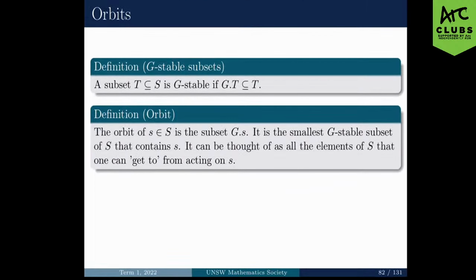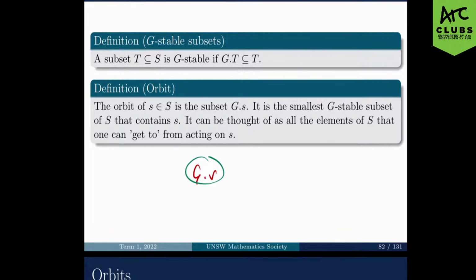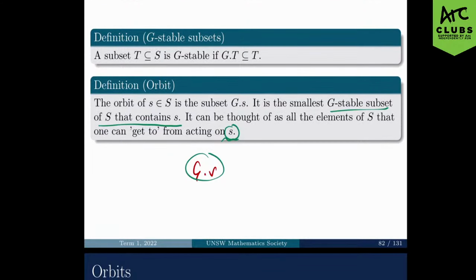And what about orbits? So the orbit of S is written like this as well. So you can see this notation again. This is basically the subset that is given by all the elements of G acting on S, right? So it can be thought of as all the elements of S that you can get to from acting on this single element S, right? So it's also the smallest G-stable subset of S that contains S, because basically you're taking S and you're saying, what are all the elements of S I can get to from acting on it?